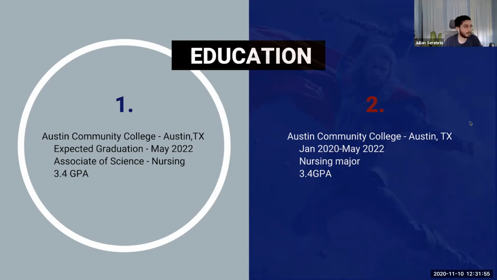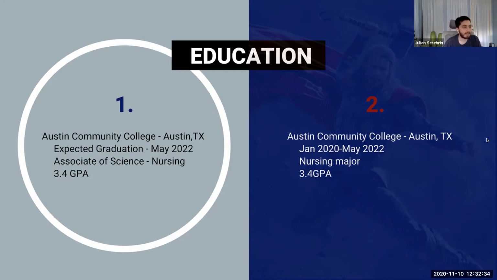Just calling attention to a few things here. Spelling out Austin Community College is better than putting ACC, just so there's no confusion about where you went to college. They know exactly where it was. Expected graduation versus the dates. It's not necessary to know exactly when you started school, just your graduation date. So you don't need to put the date you started school. You can either just put the expected graduation date, or if you've already finished college, you can put graduated May 2022 or whatever month and year you graduated.